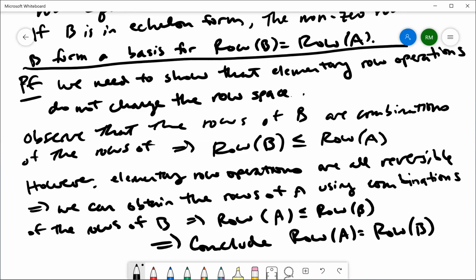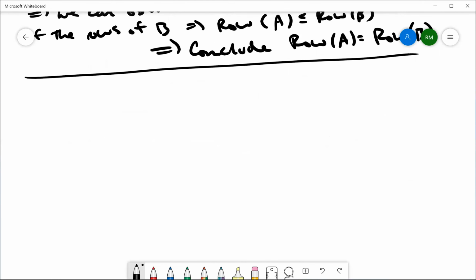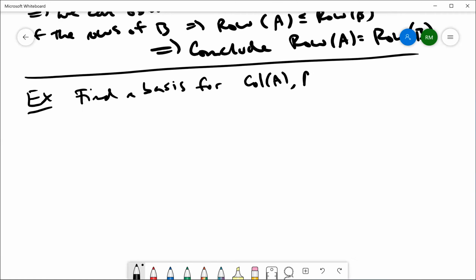And when it's in echelon form, it's pretty clear that those are linearly independent vectors that span it. So what I'm going to have you do is some examples where you compute row A, row B, and all those fun things. So, example, I want you to find a basis for the column space of A, the row space of A, and the null space of A. So A is going to equal this matrix.